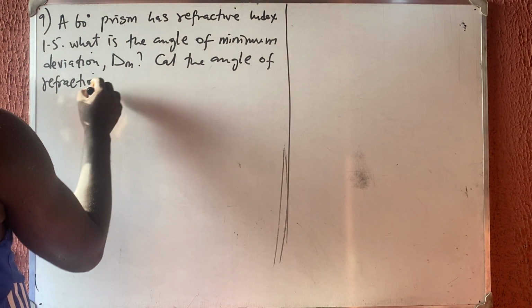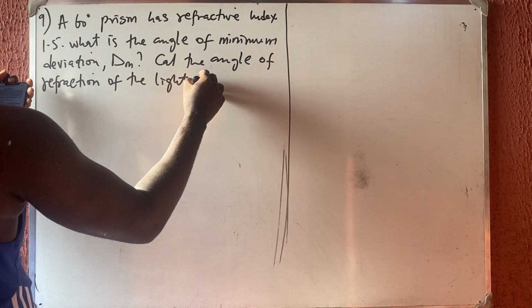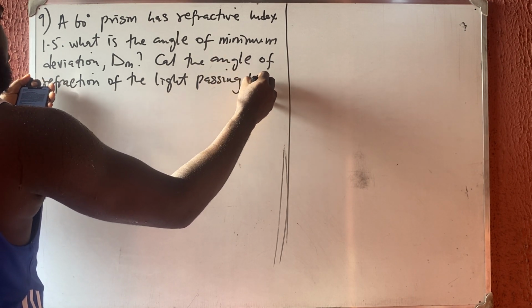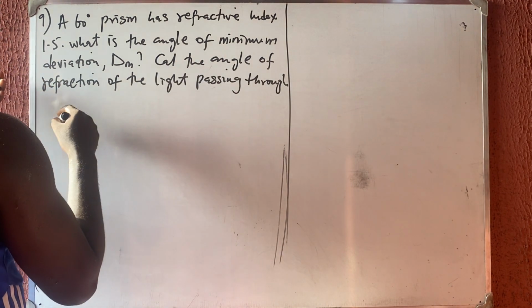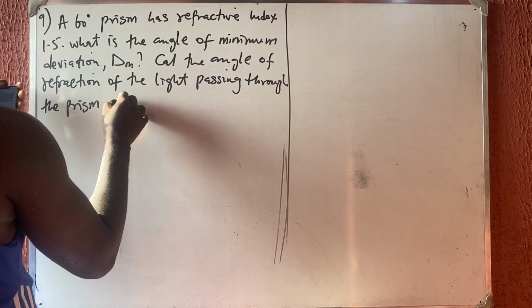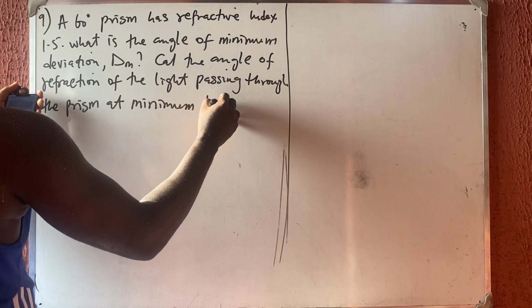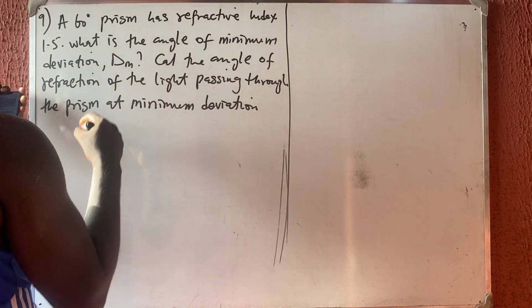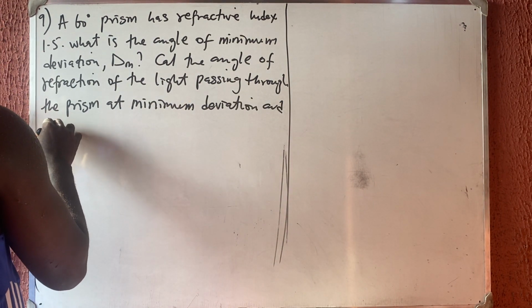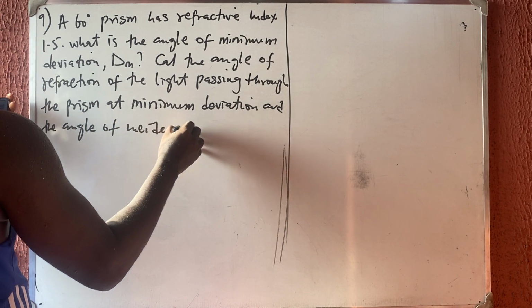Calculate the angle of refraction of the light passing through the prism at minimum deviation and the angle of incidence.